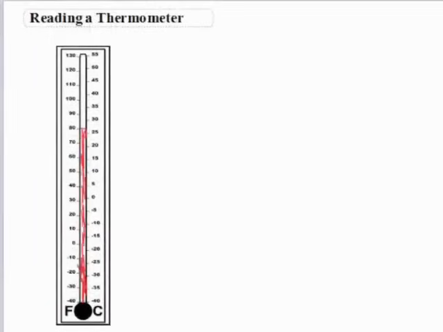Let's look at another example. Here, my thermometer goes all the way up to about 80 degrees Fahrenheit. Now, this is pretty warm weather. This is the kind of weather that you would find in the spring or in the summertime in the United States. On my Celsius side, it's at about 26 or 27 degrees Celsius. So we'll say 27 degrees Celsius.